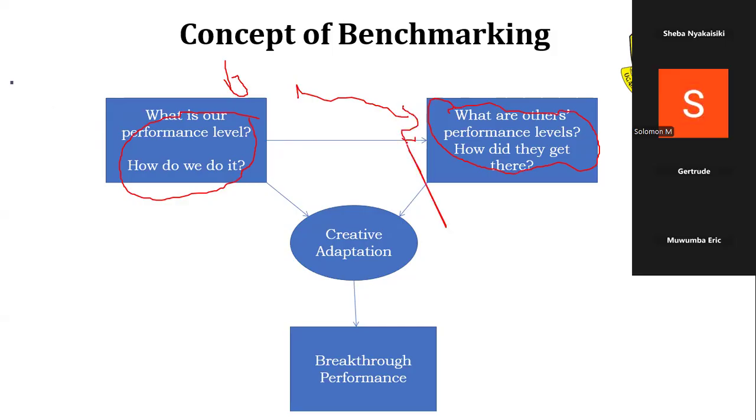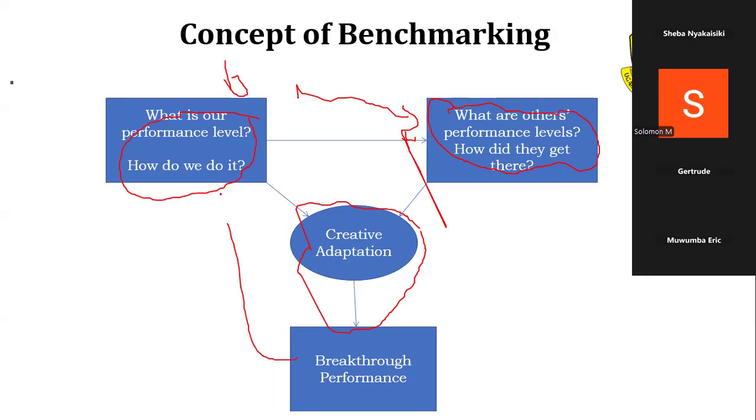As much as we're looking at others, it doesn't mean a copy and paste, but we're looking at how they have improved this business process and how we want to improve ours. So therefore, it leads to creative adoption. It's not copy and paste, but looking at ourselves and our mission and vision statements of where we want to go. What do we want to improve? And once we have identified those processes, we expect to achieve a breakthrough in performance.